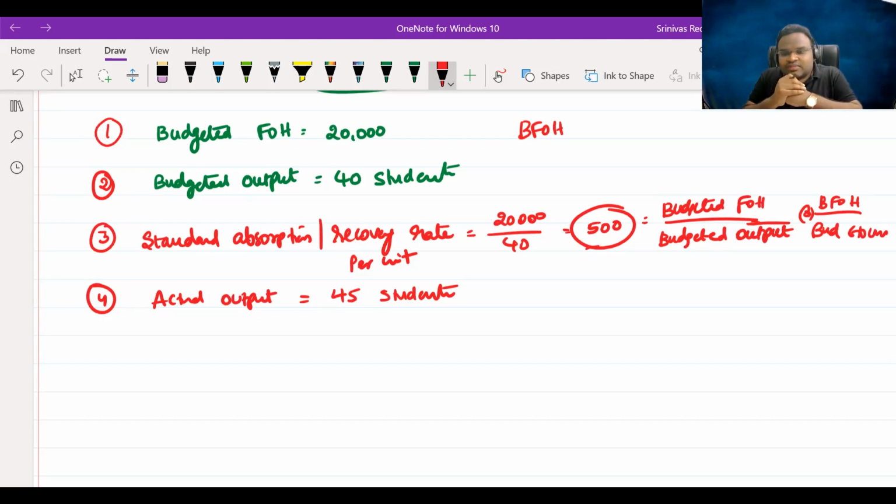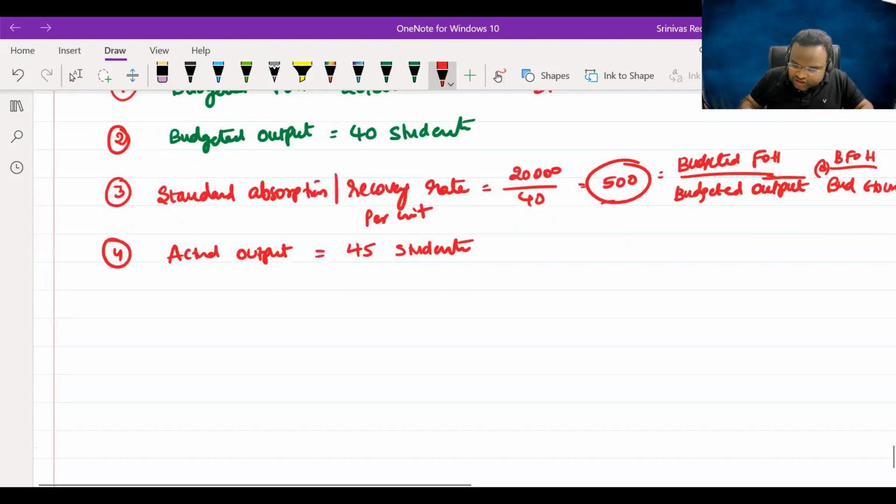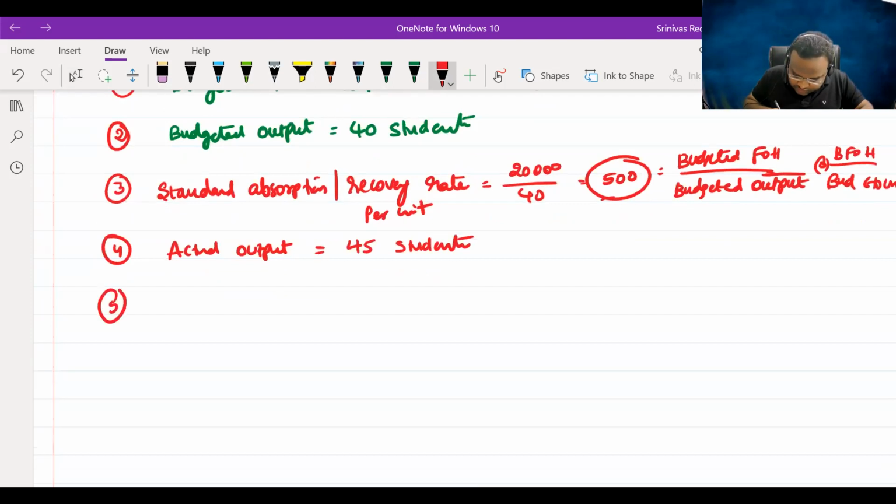If I say that, those students who registered earlier will feel bad. Why, sir? We joined early, we are not getting the benefit, and those who join late are getting the benefit. So that does not happen. What happens is I recover 500 rupees from each student. That means the amount I collect is what we call absorbed fixed overhead.